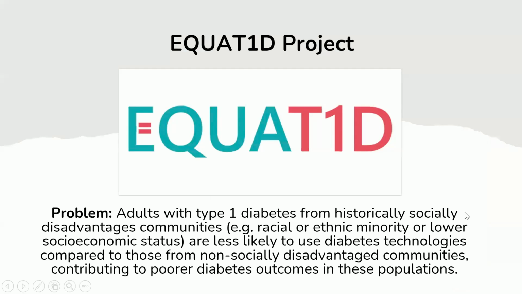So this leads us to our EQUATED project, which at its core is trying to tackle the problem that adults with type 1 diabetes from socially disadvantaged communities, such as what I just described, are less likely to use diabetes technologies compared to those who are not living with social disadvantage. And this contributes to worse diabetes outcomes in these populations.